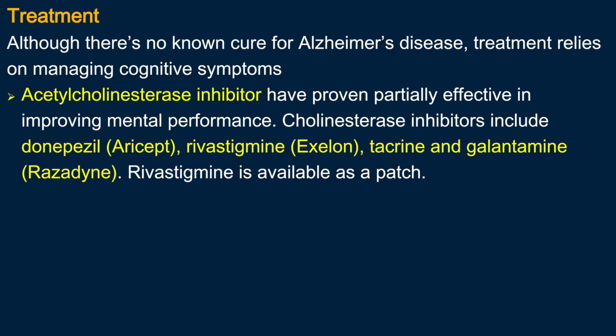Now we will cover treatment. Although there is no known cure for Alzheimer's disease, treatment relies on managing cognitive symptoms. Acetylcholinesterase inhibitors have proven partially effective in improving mental performance. Cholinesterase inhibitors include donepezil, that is Aricept, rivastigmine, Exelon, tacrine, and galantamine, that is Razadyne. Rivastigmine is available as a patch.